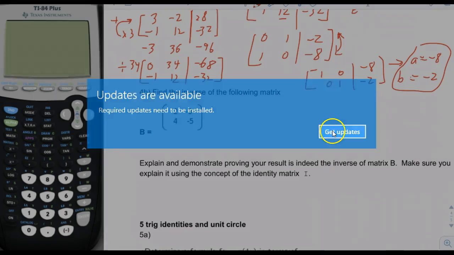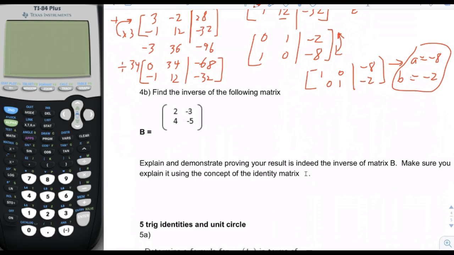For b, it says that we should find the inverse of the following matrix. The first step to finding the inverse of a matrix is to find the determinant. Okay, so the determinant for a 2x2 matrix, you can write this in your formula sheet if you remember, is AD minus BC. A being this one, B being this one, C being this one, and D being this one. Okay, so AD would be 2 times negative 5, which would be negative 10. And then BC would be negative 3 times 4, which would be negative 12. So subtract that. So that would actually be negative 10 plus 12.